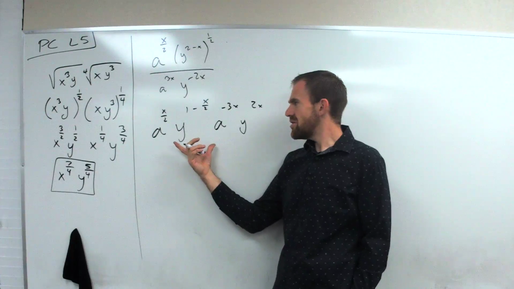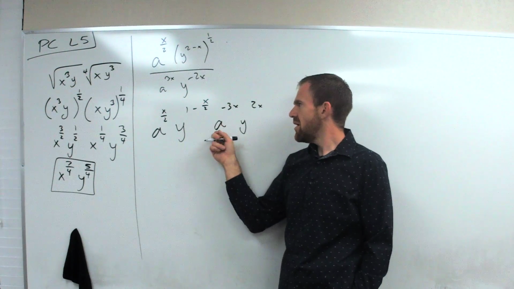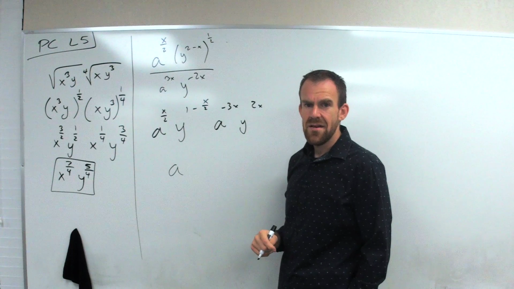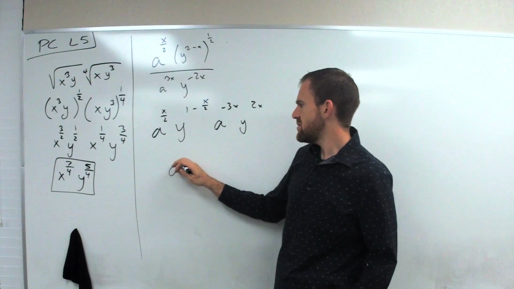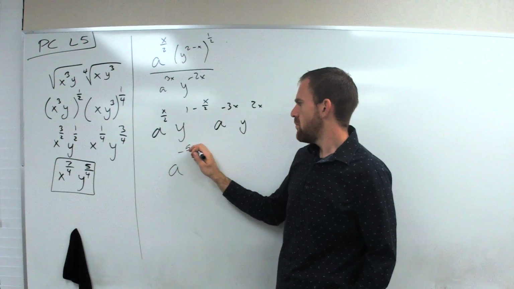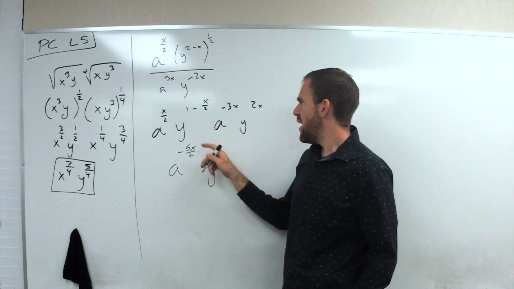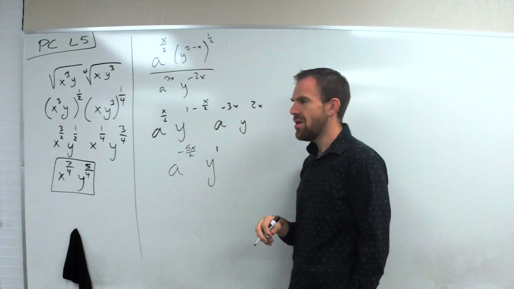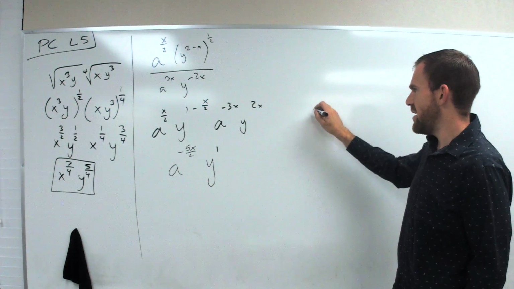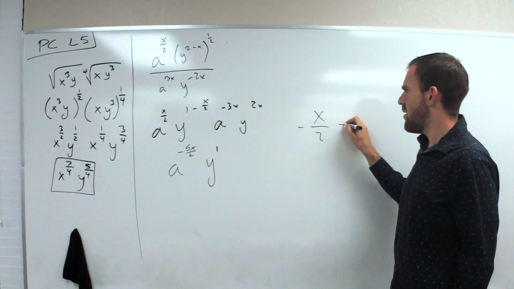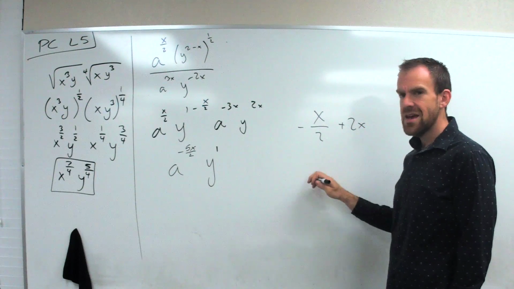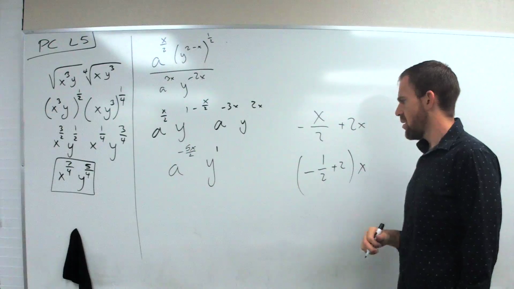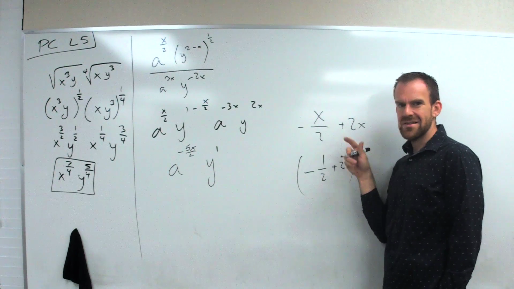Now I'm going to combine the a terms. I have a to the x over 2, a to the negative 3x. 1/2 minus 3 is negative 5/2. Now I have y, I have 1, now I have negative 1/2 plus 2. Remember that, let's just do a little side here. This is the same as, right? Don't let the x's scare you.